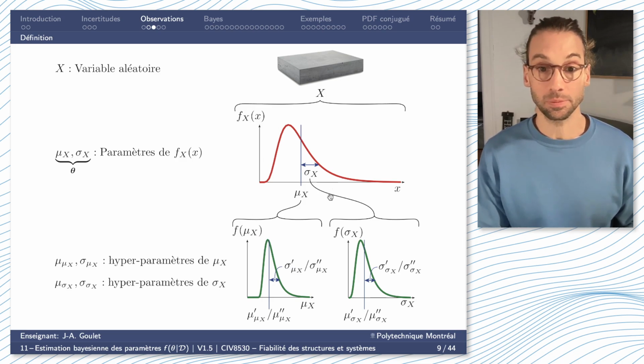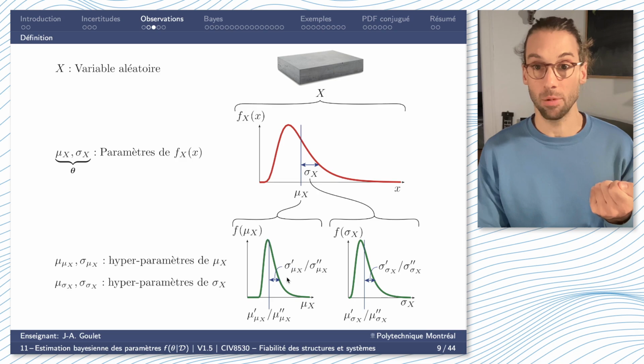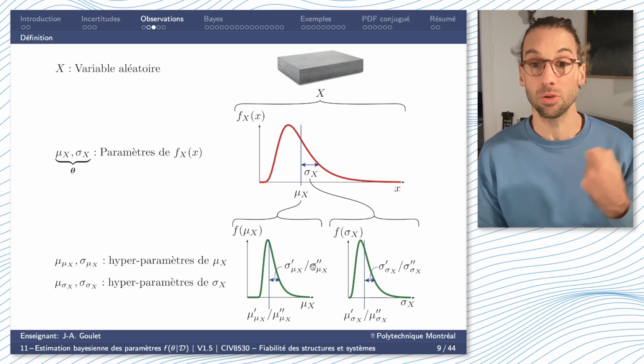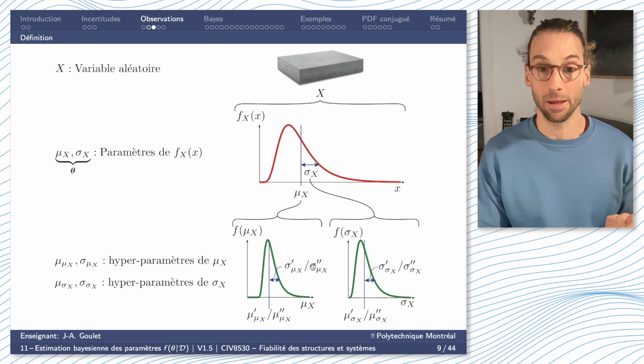And in this case, we want to characterize these two green distributions that in turn will help us characterize f of x. And to do this, we need to go into the notation of mu prime and sigma prime, which is going to represent our prior parameters, and mu double prime and sigma double prime, which is going to represent our posterior parameters. Posterior meaning after being updated by data.